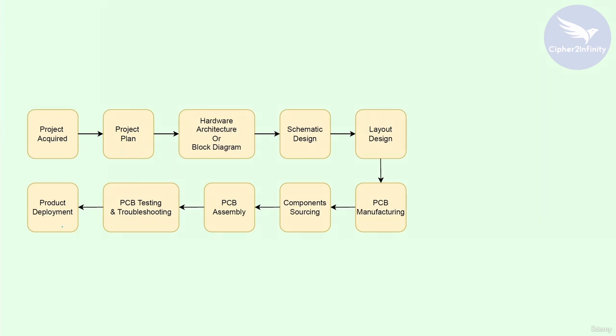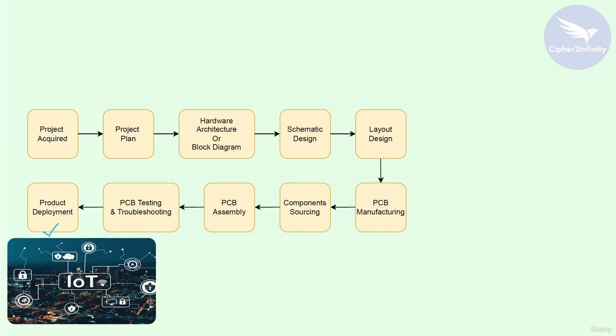After that, the next phase is product deployment. Once the hardware is tested and everything is perfectly working, the product will be deployed in the field by putting it in the enclosure. So that was all about the hardware development process, okay, and I hope that now you have absolute clarity about the different phases involved in the hardware development process, and what happens at what phase.